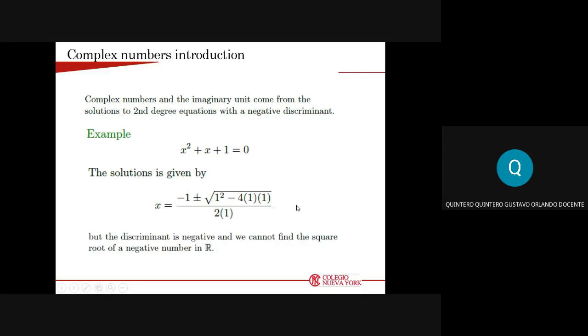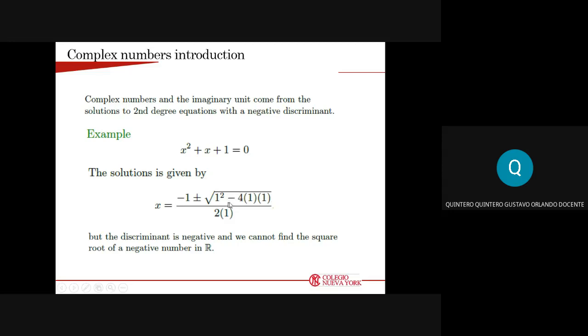To solve this, all we have to do is apply the quadratic formula. Remember, this is negative b plus or minus the square root of b squared minus 4 times a times c, all of that over 2 times a. Simply replace by the values. If you do so, we will see that the discriminant is in fact negative. The discriminant is the thing inside of the root. So in this case, 1 squared minus 4 times 1 times 1.